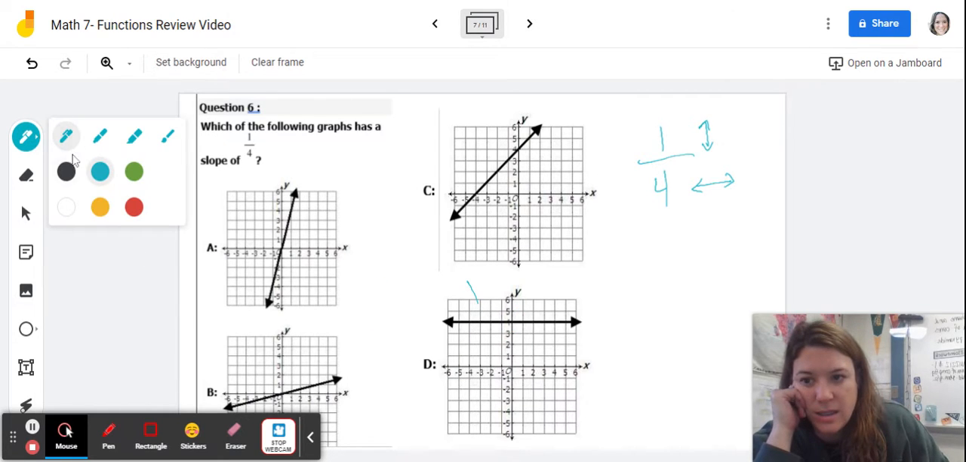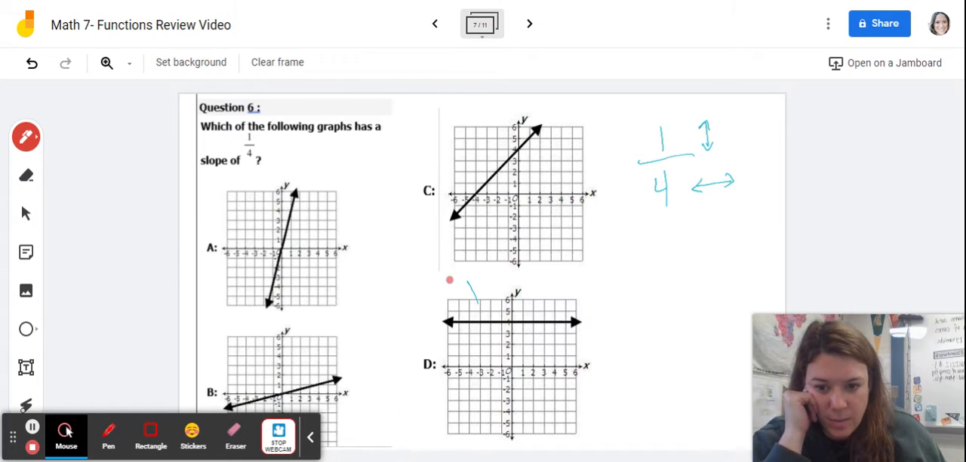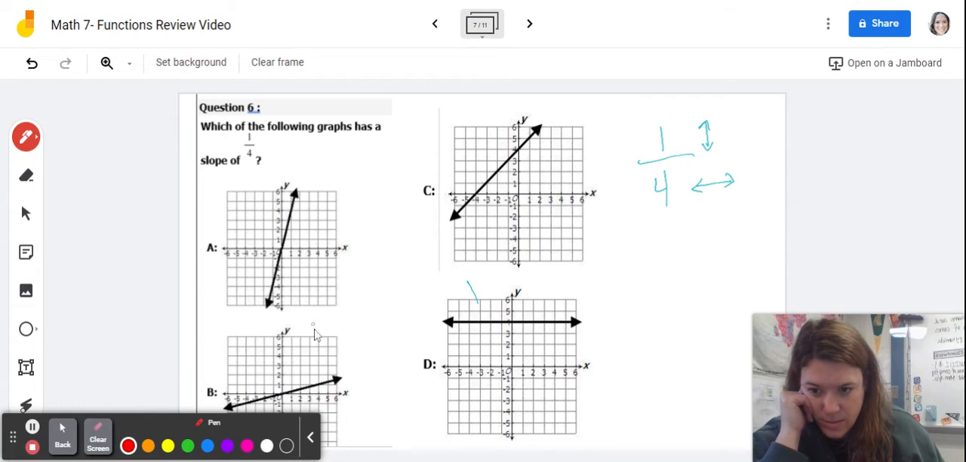D. Don't go into eraser mode, please. Stop erasing. Oh, pen. That pen's better.